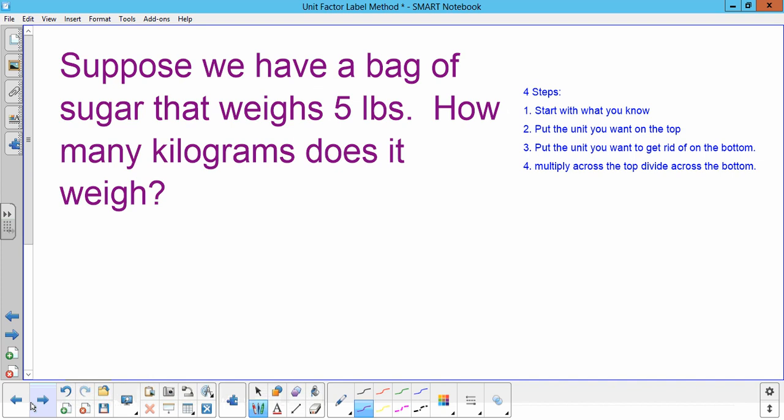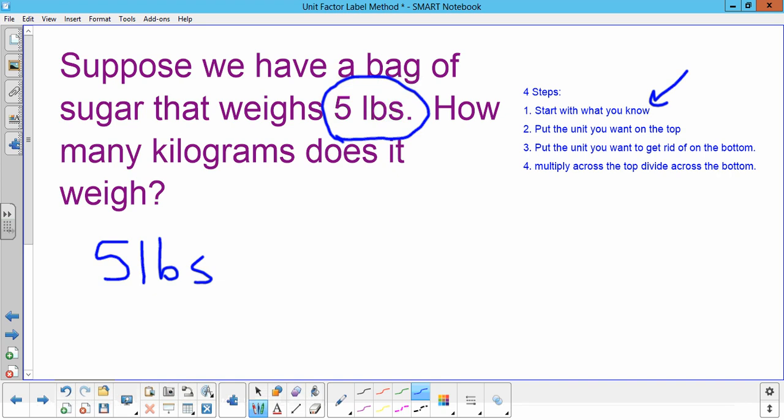Suppose we have a bag of sugar that weighs 5 pounds. How many kilograms would it weigh? When I look at any problem in any kind of science class, look for the given values and the units accompanying them. We're starting with 5 pounds. That's the what you know. So the first thing I'm going to write down is that I've got 5 pounds, and I write down the number and the units. It's really important we don't drop the units here. They're a key part of the process.